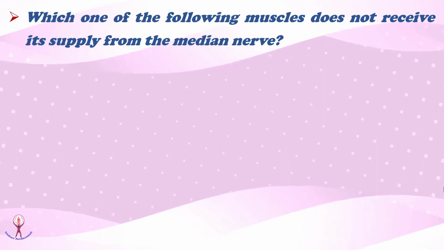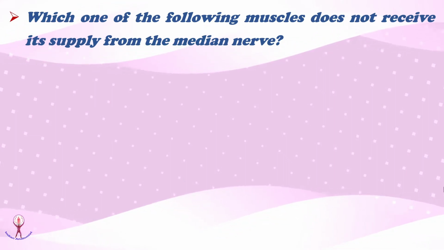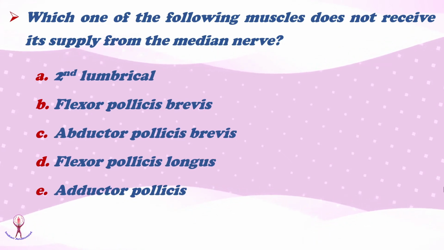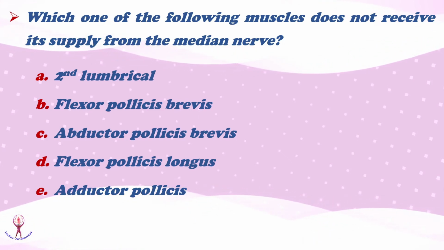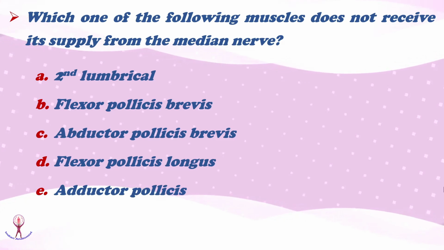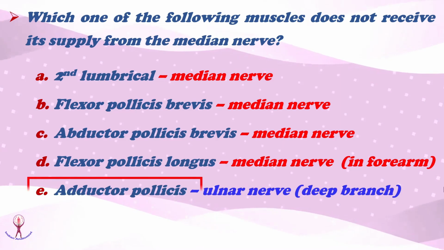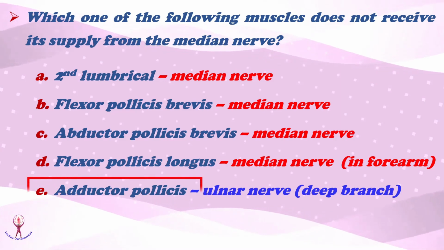Dear medicos, most likely, you may have chosen the right answer for this MCQ. The question is, which one of the following muscles does not receive its supply from the median nerve? The correct answer is E. Adductor pollicis, which is supplied by the deep branch of ulnar nerve.